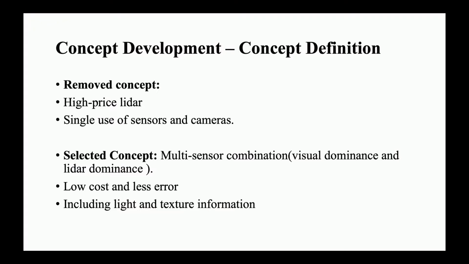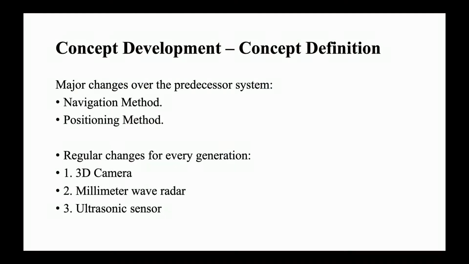So at present, automatic driving environmental perception mainly includes two domains, the visual domain and the lidar domain. One is the multi-sensor combination of camera, millimeter wave radar, and ultrasonic radar, represented by Tesla. The second is the multi-sensor combination of low-cost lidar, millimeter wave radar, ultrasonic sensor, and camera, represented by Google. So we will find the major changes over the predecessor system are the navigation method and positioning method, and the regular changes for our generation are the 3D camera, millimeter wave radar, and ultrasonic sensor.